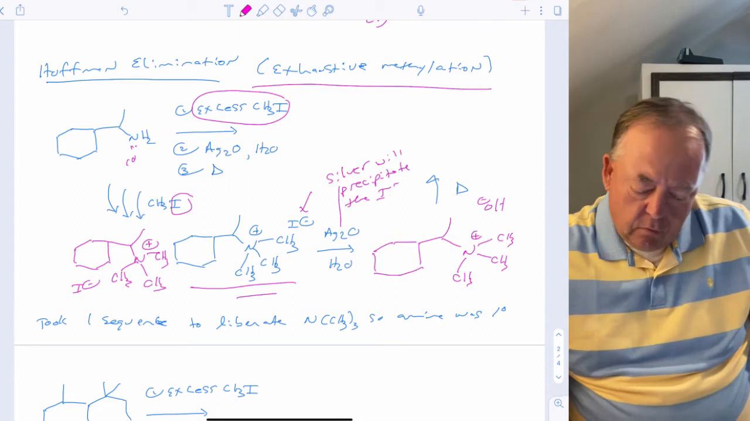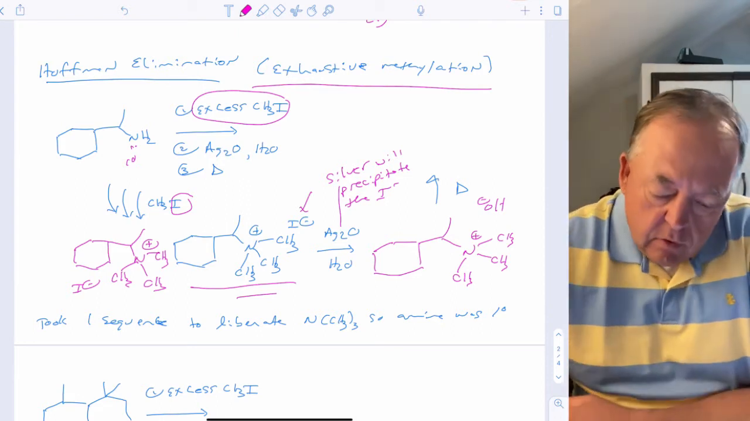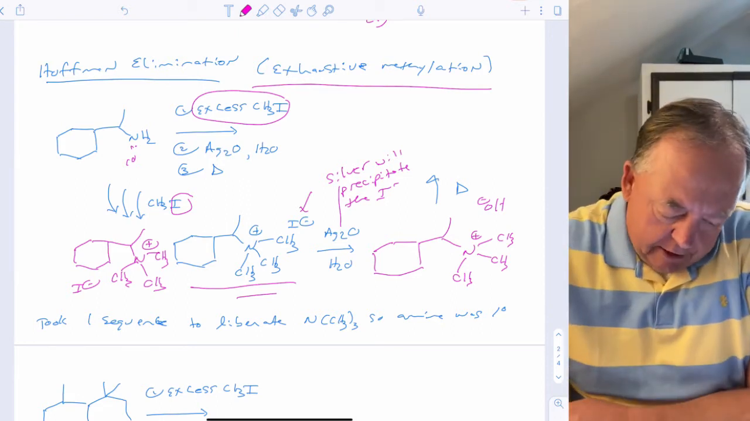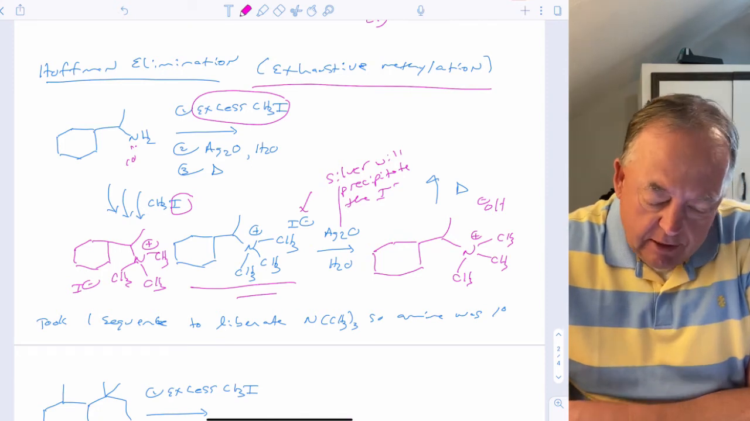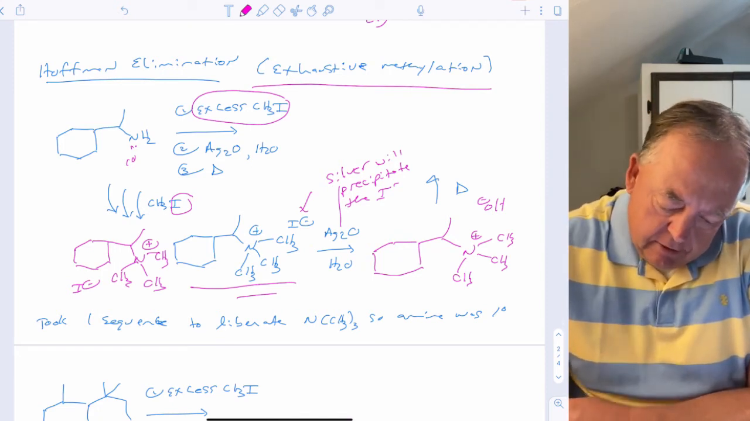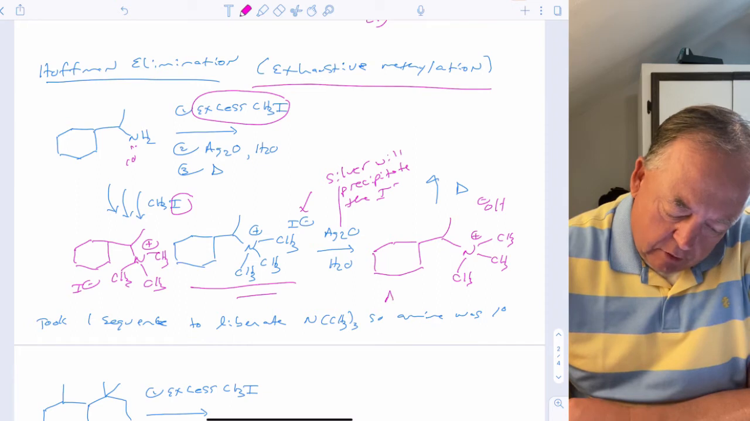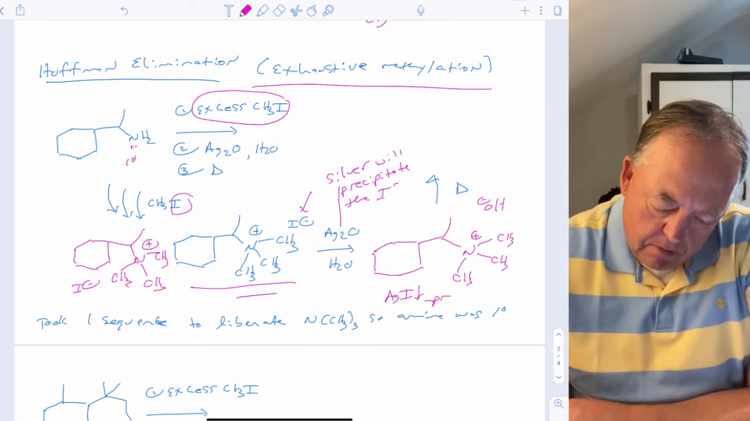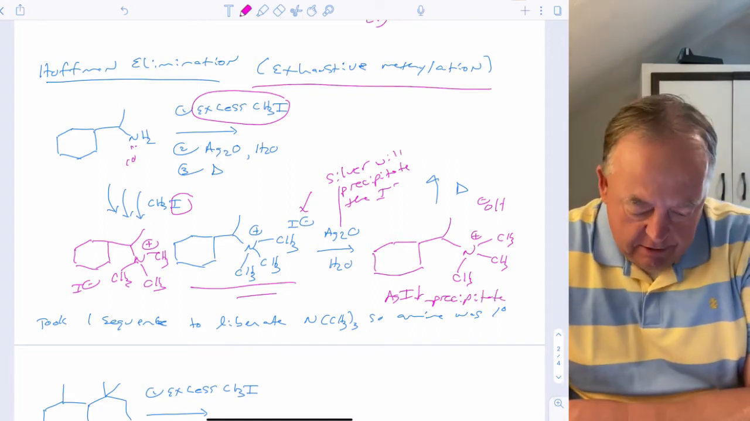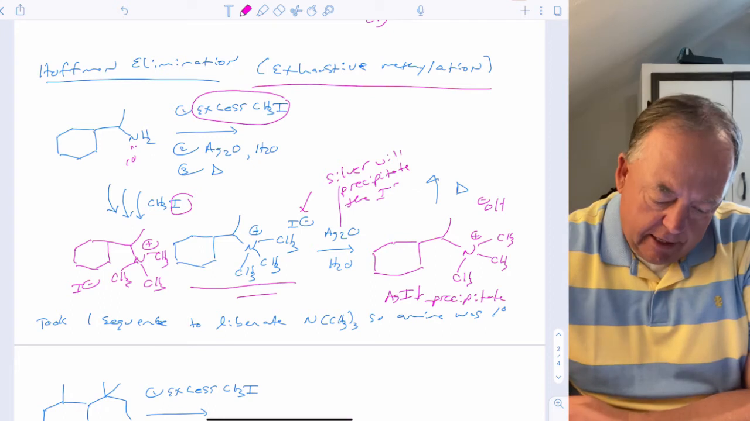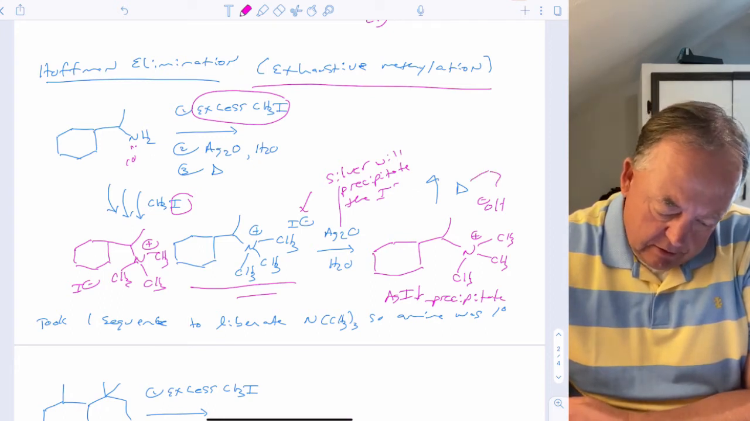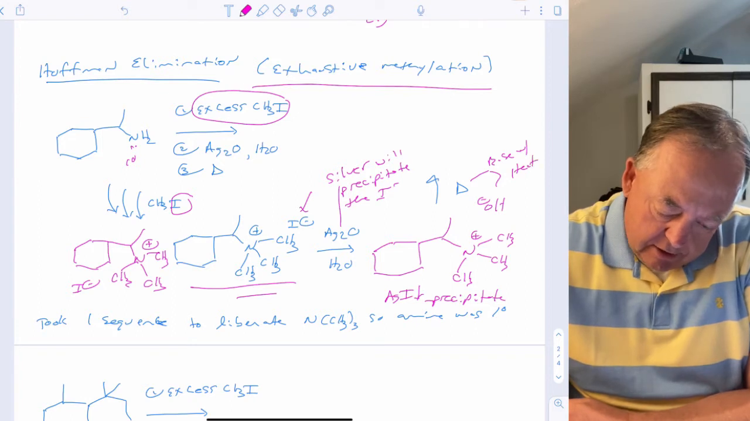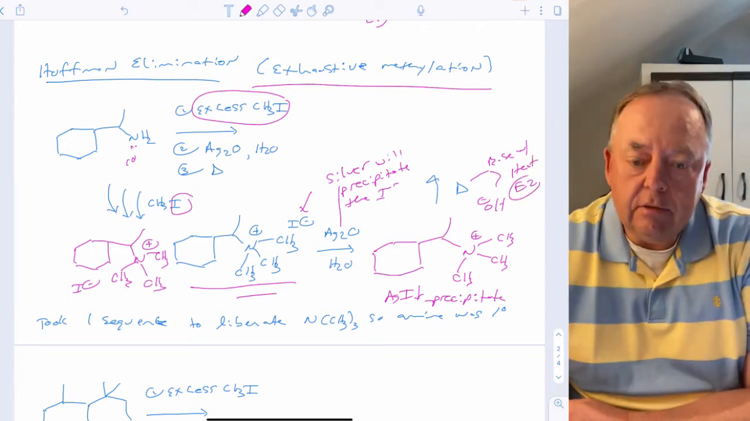So rather than I minus as the counter ion, it'll swap out what the counter ion to the N plus is. Initially it was iodide, but silver iodide is not very soluble in water, so it'll precipitate out. And now you have hydroxide, and hydroxide's a base. If you heat this, so that's a base with heat, this can do an E2 elimination.